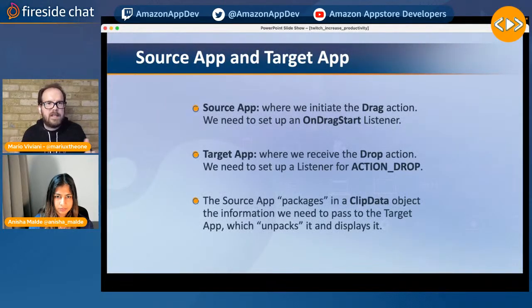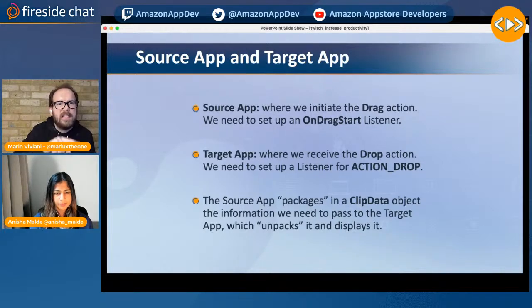So first of all, as I said before, we have two applications. We have the source application, which is where we initiate the drag action. In order to do that, we need to set up a listener for the on-drag start action. It's literally a callback that sits there and is waiting for the user to tap on something and start dragging something.